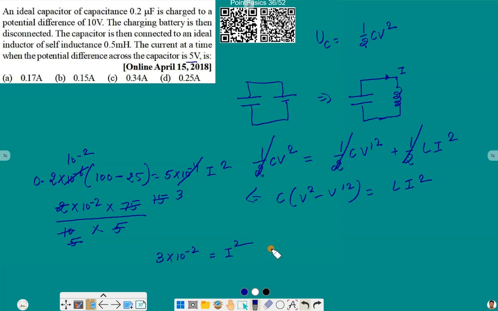So it will be root 3 into 10 raised to power minus 1. That will be 1.73 into 10 raised to power minus 1, or 0.173 ampere. That is option A. Now let's move to the next question.